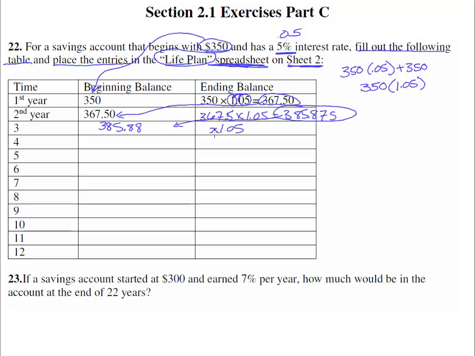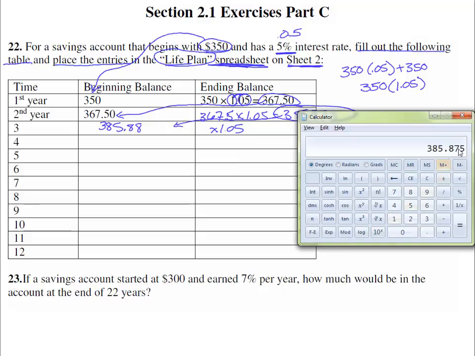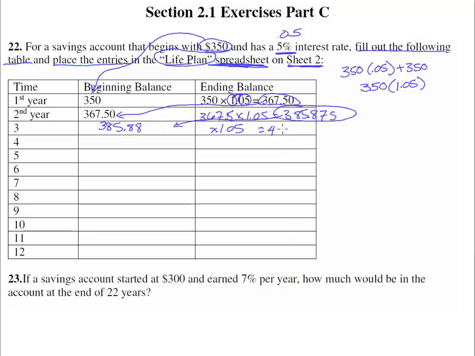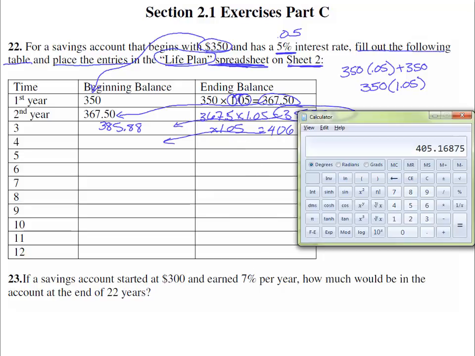But we're going to take this, and for the next one, we're going to times by 1.05 again, add the 5% and itself back up. Let's pull our calculator back up here. Since we have this number, we can just use it as it's already times by 1.05, and we get 405.16875 or 406.17. Then that'll go to the beginning balance.